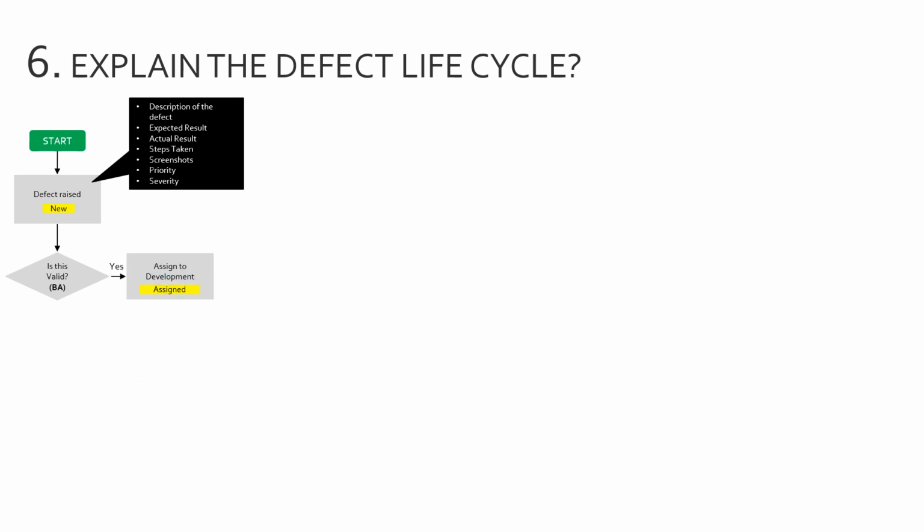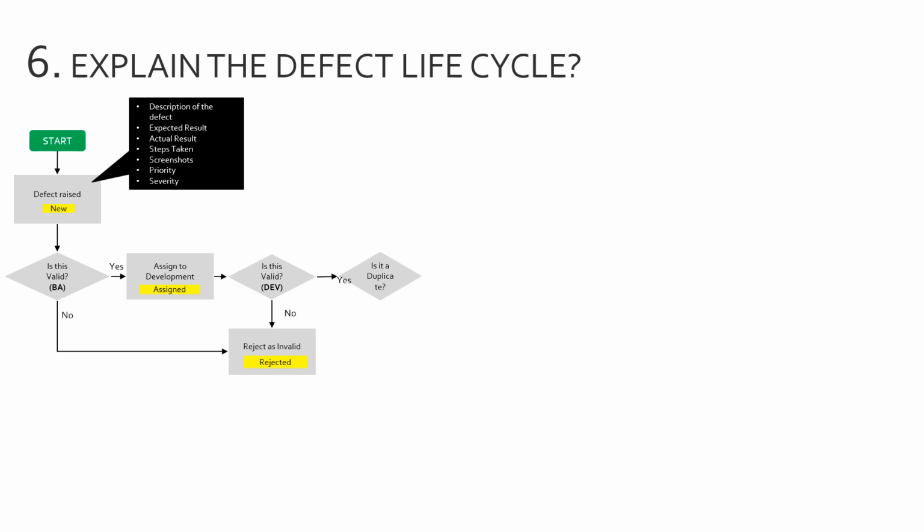So if it's valid, then it gets assigned to the development team, and the status of the defect gets changed to assigned. And in case it's not valid, the business analyst rejects the defect, stating it's invalid and also the reason for rejection, and the status of the defect goes to rejected. And then once it is assigned to the development team, the team will check the validity of the defect first. If it's not valid, maybe it's a test data error or environment issue, then it gets rejected as invalid with the reasons specified by the development team. But in case it's valid, further investigations are done by the development team.